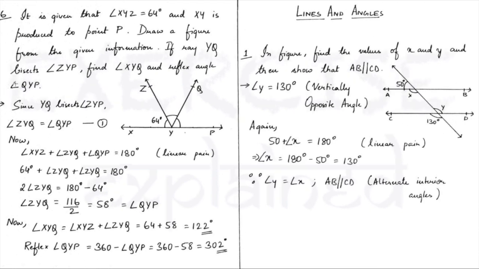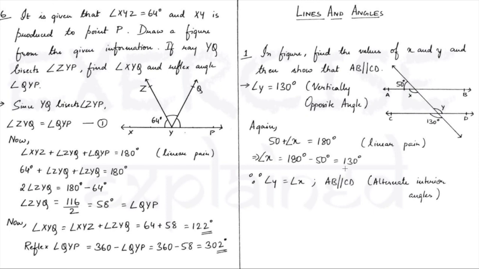So as you can see here, angle y is going to be equal to 130 degrees because these two are vertically opposite angles. Since we have got angle y is 130 degrees, now we come back to this point. Now you can see this is a transversal, that is a line which is passing through here. So what we get over here is 50 plus x is equal to 180 degrees, that is linear pair. So this 50 goes to the other side and we get x is equal to 180 minus 50, that is equal to 130 degrees.